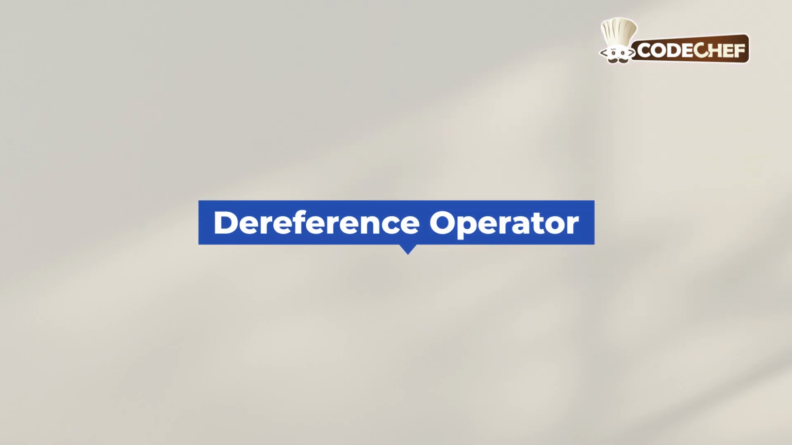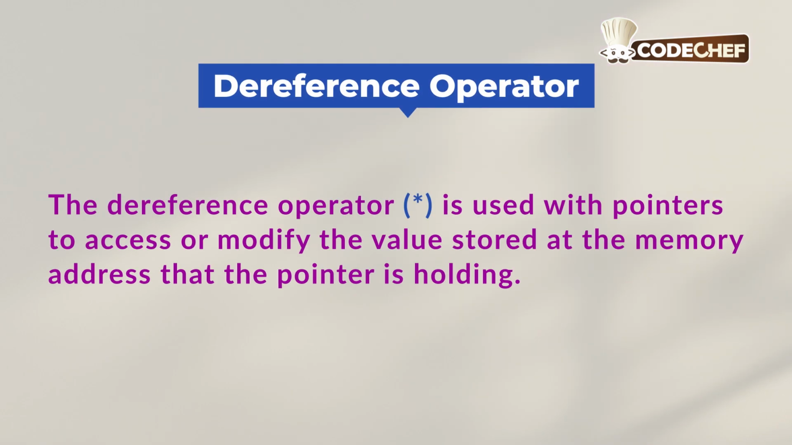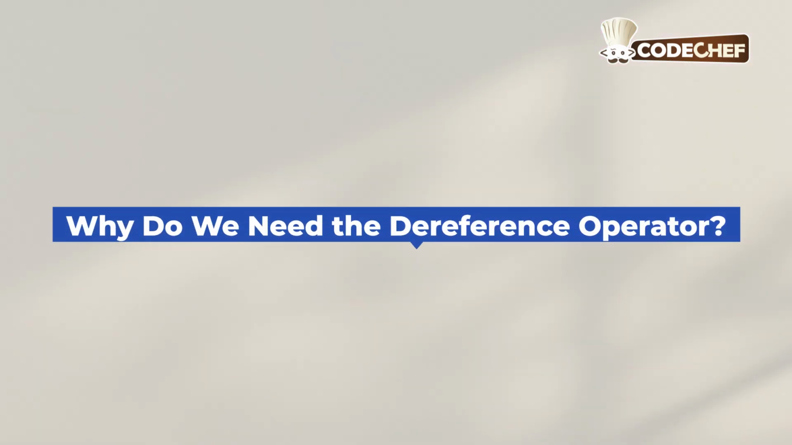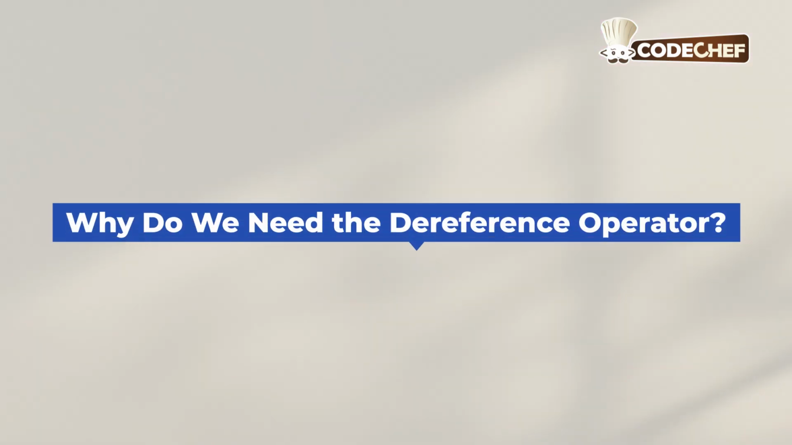Next is the dereference operator. The dereference operator, denoted by *, is used with pointers to access or modify the value stored at the memory location that the pointer is holding. In simple words, a pointer stores an address and the dereference operator helps you reach the actual value stored at that address. Now, why do we need the dereference operator?